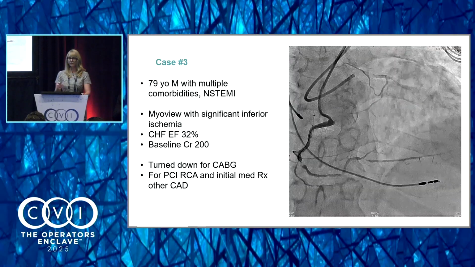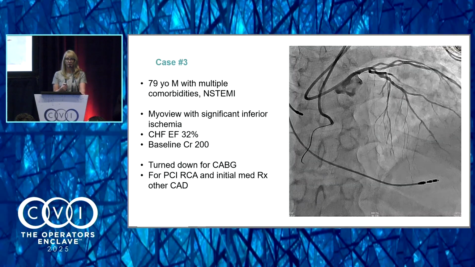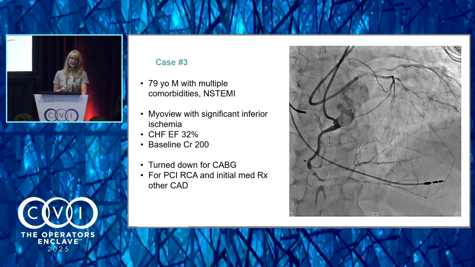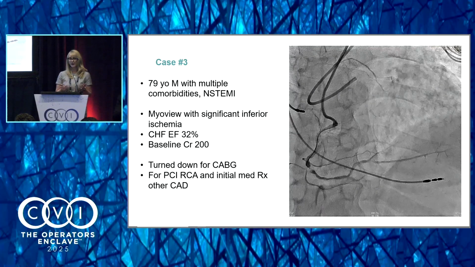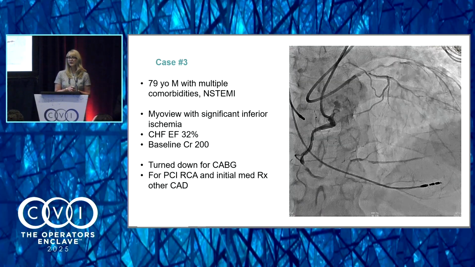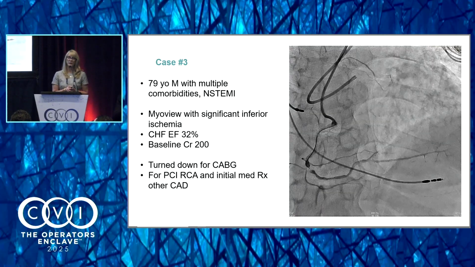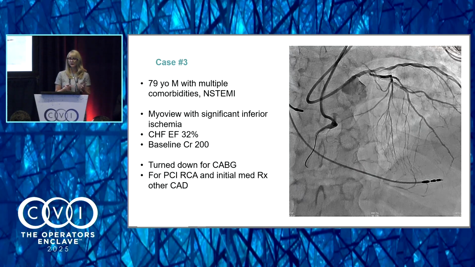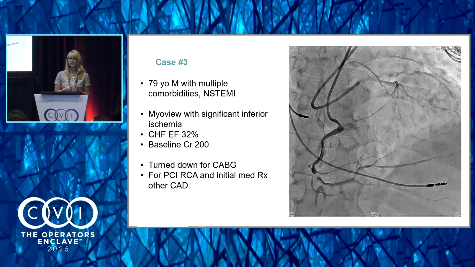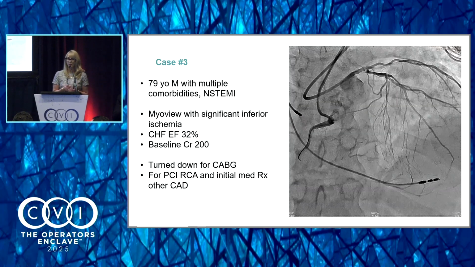This is my third and final case. This is a 79-year-old gentleman with multiple comorbidities, who also came in with an NSTEMI, with a Myoview showing a major area of ischemia in his inferolateral wall. That was done prior to cath because he did have renal impairment. So they were seeing initially how high risk his findings were and whether to manage him medically.